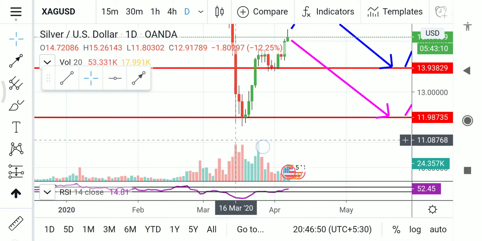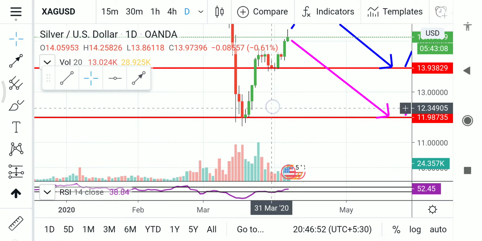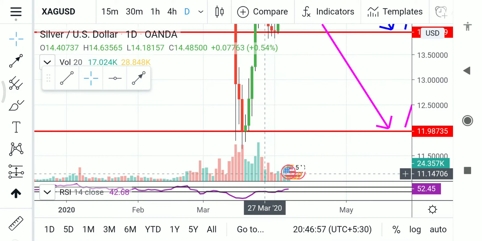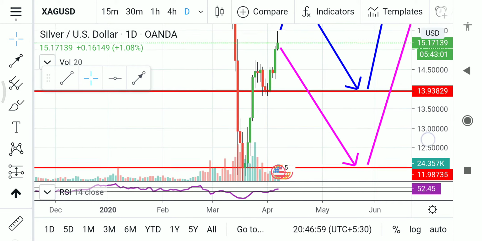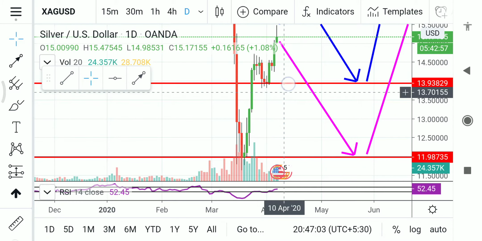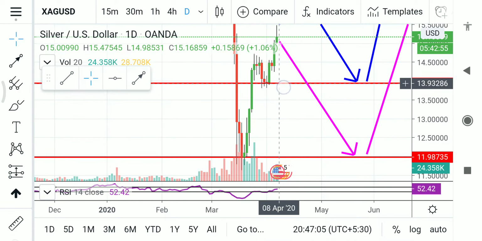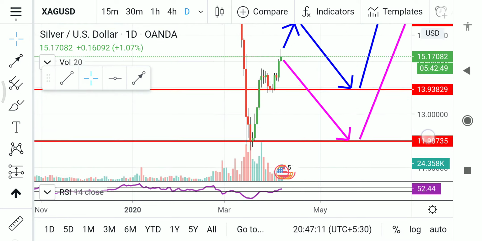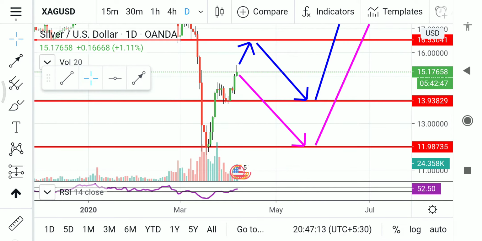So the first support, the recent support it will take, is this region, somewhere around the $14 level. Yeah, that is the first support it will take. The second strong support comes around the 12 region. So I have marked two instances of what can happen.